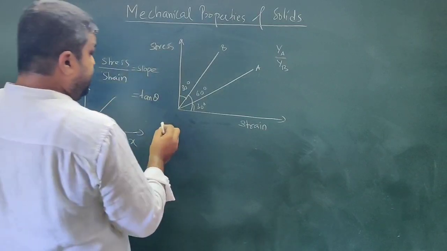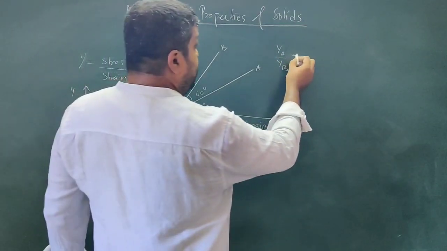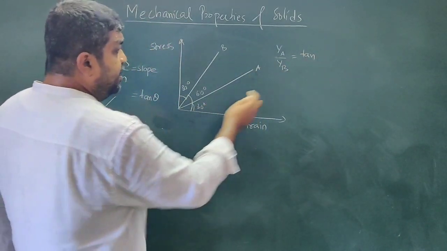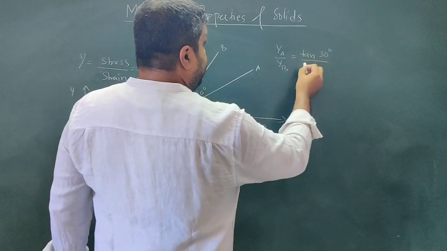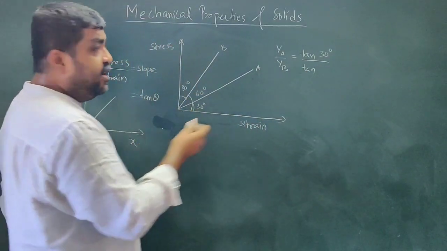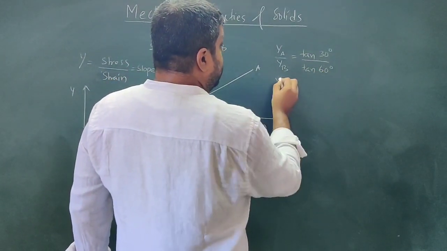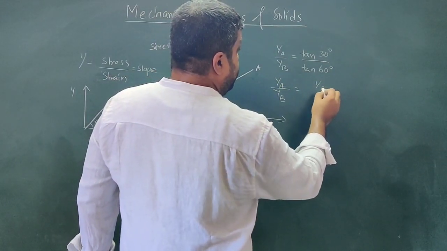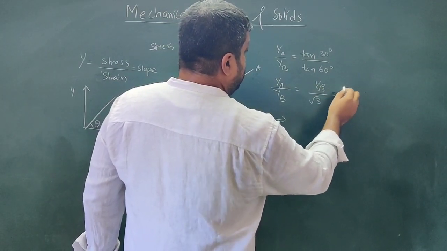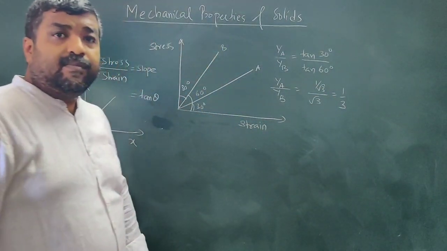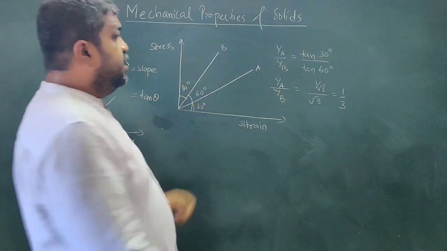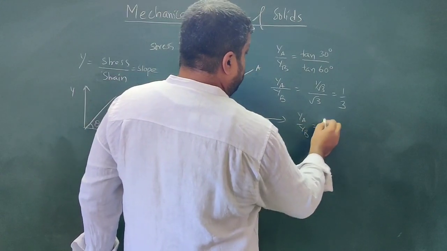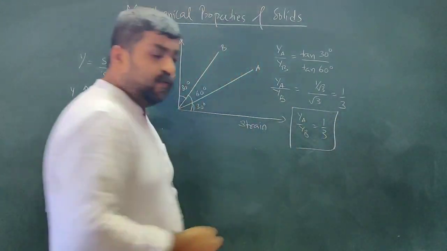So if I write YA by YB, that will be equal to tan 30 degrees divided by tan 60 degrees, since for A this angle is 30 degrees and for B this angle is 60 degrees. So YA by YB is equal to tan 30 degrees, which is 1 by root 3, divided by root 3. So this is equal to 1 by 3. So this is the final ratio, final answer.